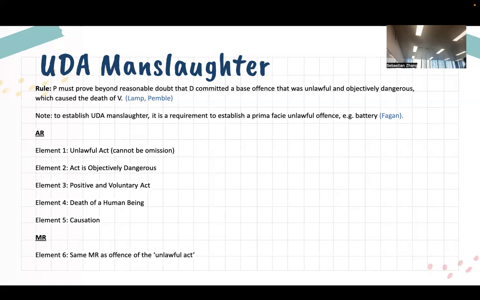Okay, the act must be objectively dangerous, so you want to see what exactly does objectively dangerous mean, and that's when you start to use your IRAC and you say, okay, what does objectively dangerous mean, and then you quote the law, and then you apply it. Again, there must be a voluntary act. Sorry, I should put voluntary act instead. And then death of a human being, elements 3 and 4 not really contentious 99% of the time. Element 5 is causation. Again, all the rules of causation we looked at last week apply here as well. Okay. MR is the same as the unlawful act.